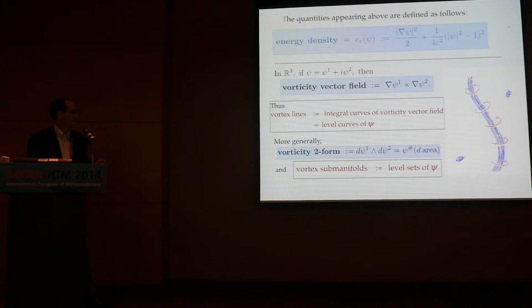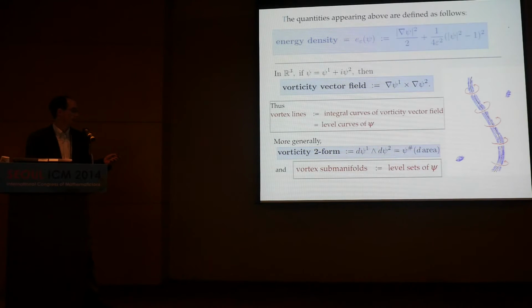The vorticity is a more interesting quantity, if you like. And so let me define this first in R3. So I have a complex valued wave function. Let me write psi1 and psi2 for the real and imaginary parts of this wave function respectively. In this case, in R3 we can define the vorticity vector field to be the cross product of the gradient of psi1 and the gradient of psi2. And so if you think about it, it follows immediately from the definition that the vorticity vector field is always parallel to the level sets of the complex valued function psi.